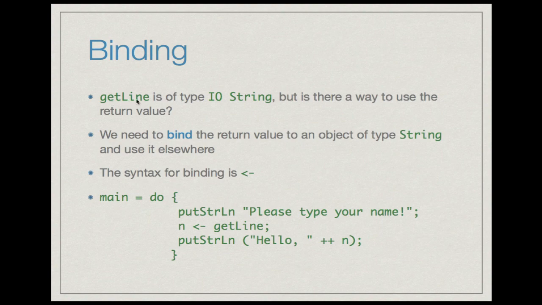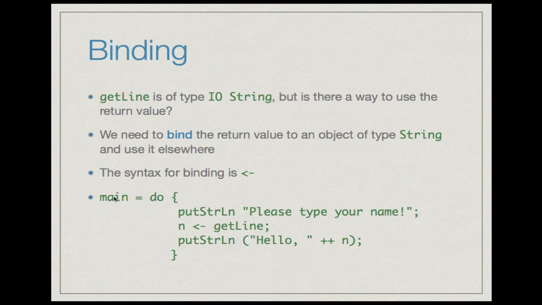We saw that getLine is of type IO String, but is there a way to use the value that is returned by getLine? In other words, we need to bind the return value of getLine to an object of type String and perhaps use it elsewhere. Haskell provides the following syntax for binding, and the syntax is reminiscent of assignment in some other languages, which is just to say <-. It's like a left arrow.